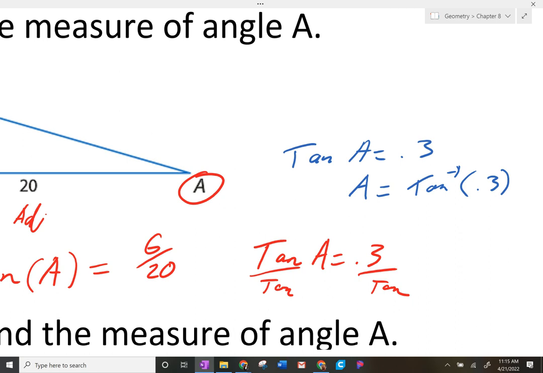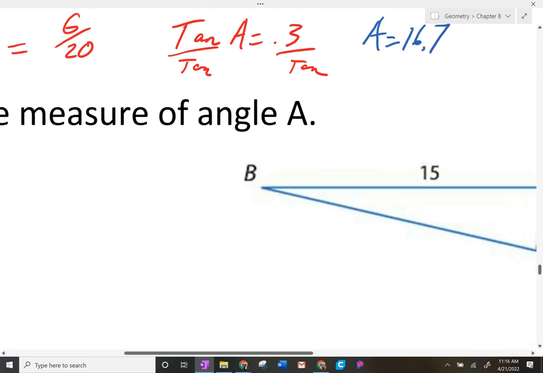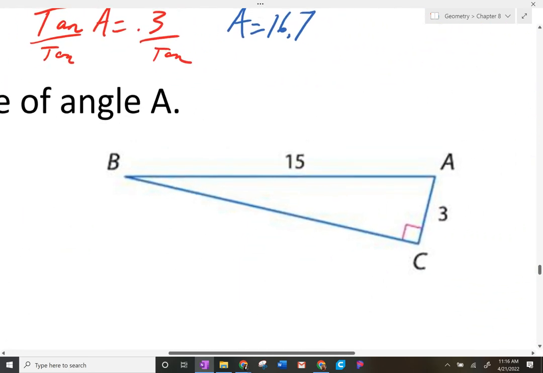Yeah, 16.699 or 16.7. Okay, so for that one, A is going to equal 16.7. I'll do that one. Hopefully that made sense? Okay, the second one I'm going to do quick, and the third one you're going to do on your own.